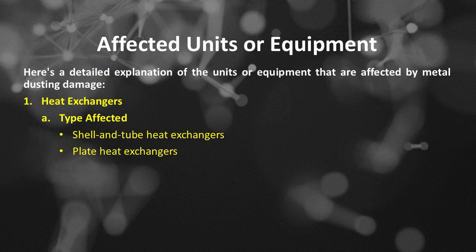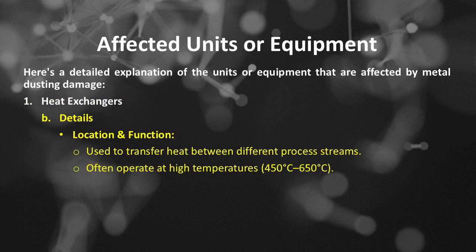Number 1 of the units or equipment that are affected by metal dusting damage is heat exchangers. Types affected are shell and tube heat exchangers, and plate heat exchangers. Heat exchanger details, location and function: used to transfer heat between different process streams, often operating at high temperatures between 450 degrees Celsius and 650 degrees Celsius.